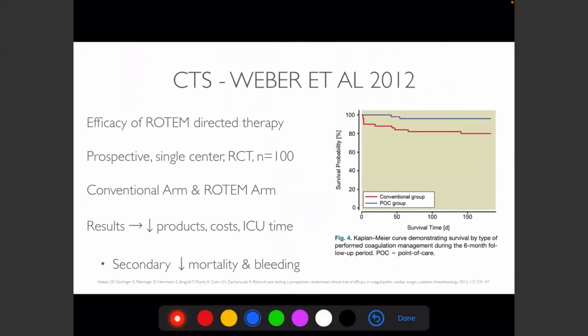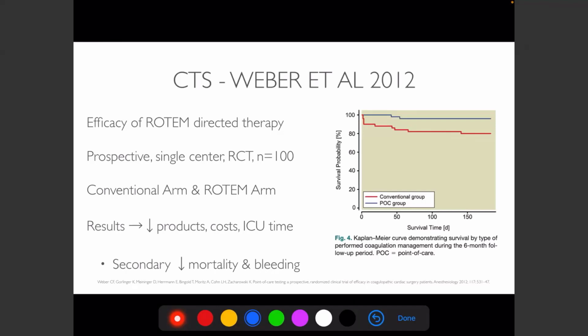This one was in 2012, at University Hospital Frankfurt, a prospective single center RCT of 100 patients, and they randomized you to a conventional arm and a ROTEM arm. The conventional arm had product resuscitation based on INR, PTT, and fibrinogen levels, and your ROTEM arm was based off EXTEM, INTEM, HEPTEM, et cetera.